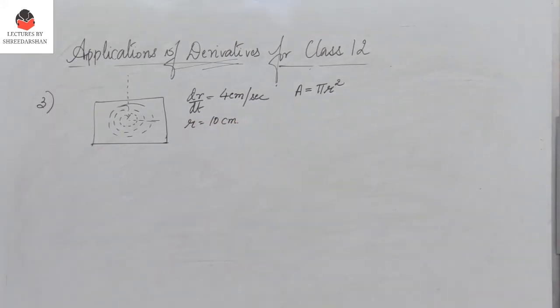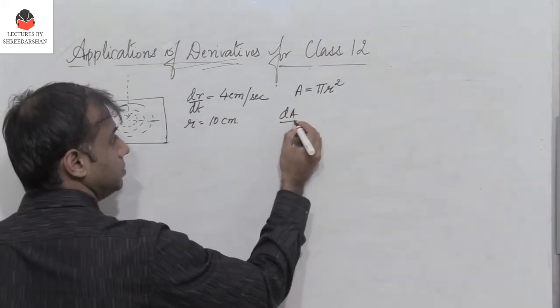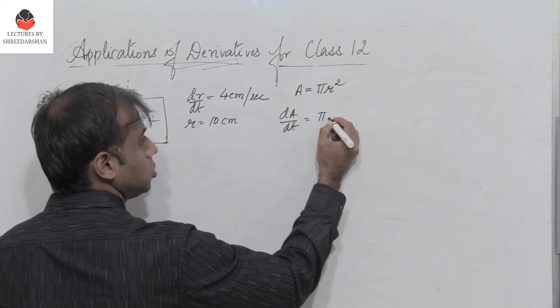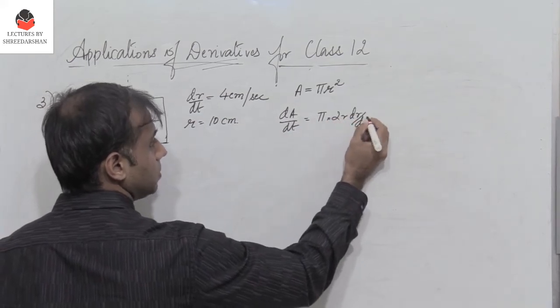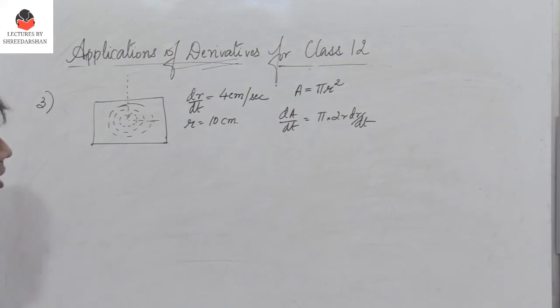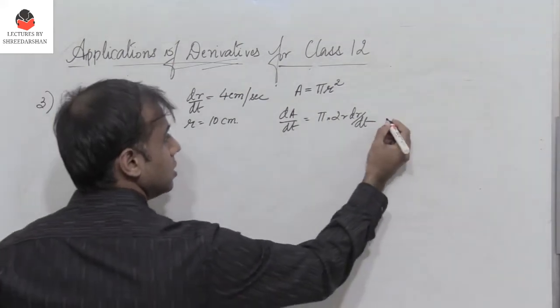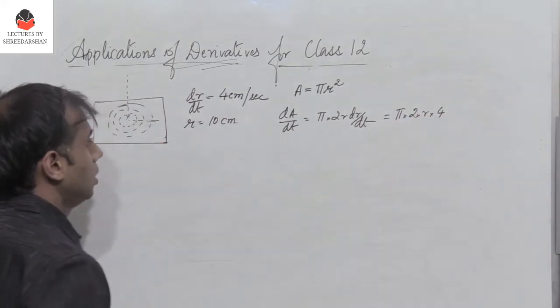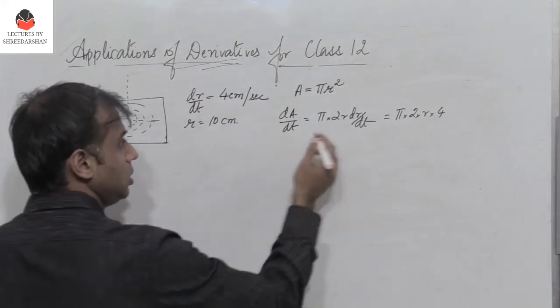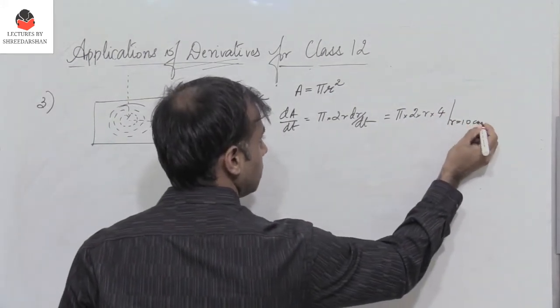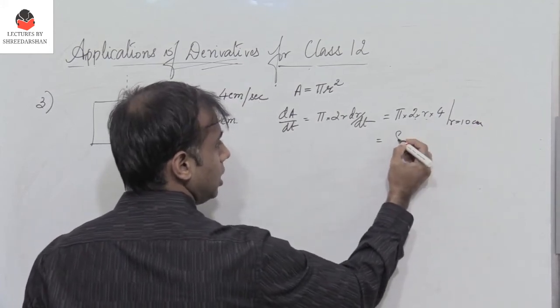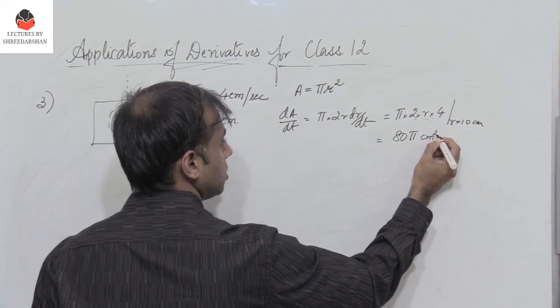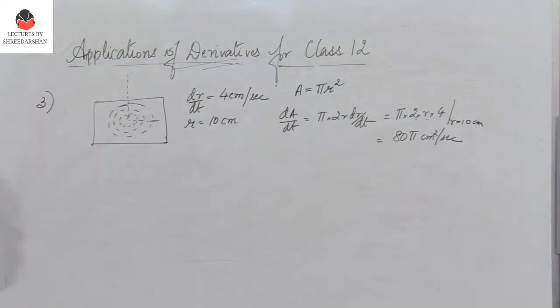So let me do dA by dt. dA by dt equals pi into 2r dr by dt. It has been given in the problem that dr by dt is 4. So let me substitute that here. I get pi into 2 into r into 4. Also, r is equal to 10. So I need to find dA by dt when r equals 10. So this is 8 into 10, which is 80 pi centimeter square per second. Right? So the rate of change of area is nothing but 80 pi centimeter squares per second.